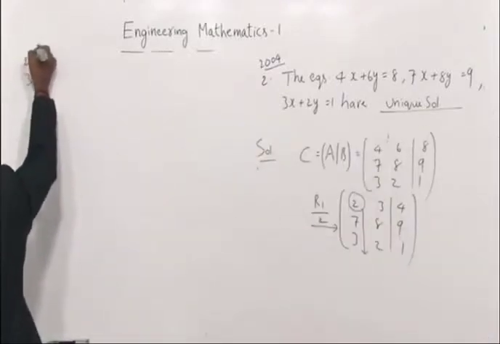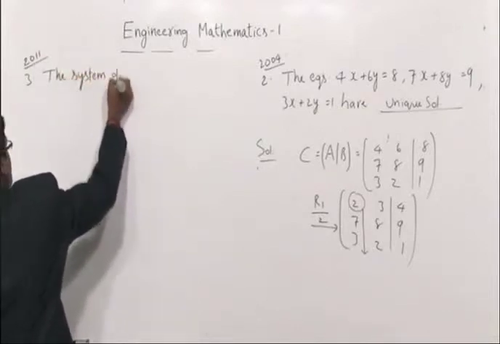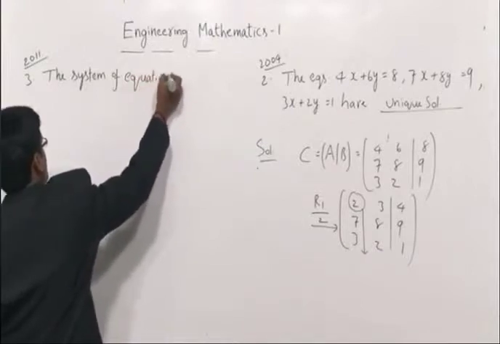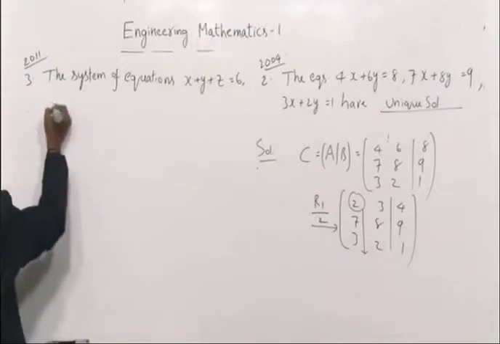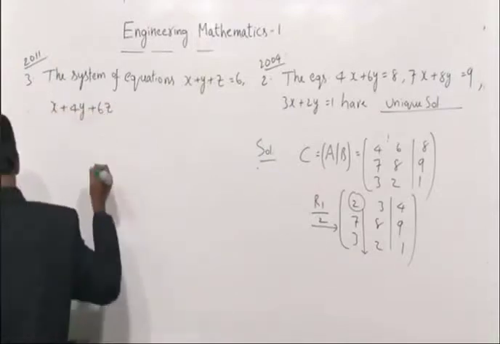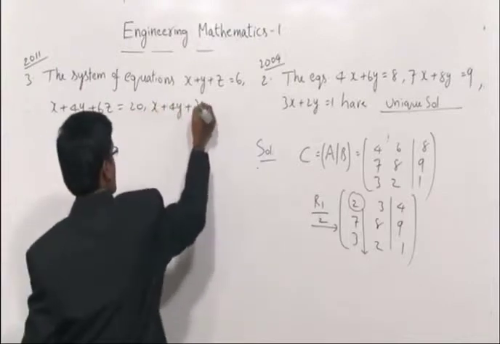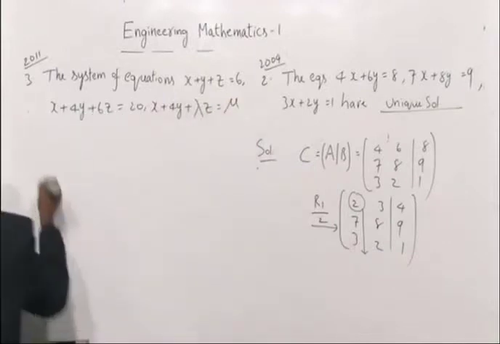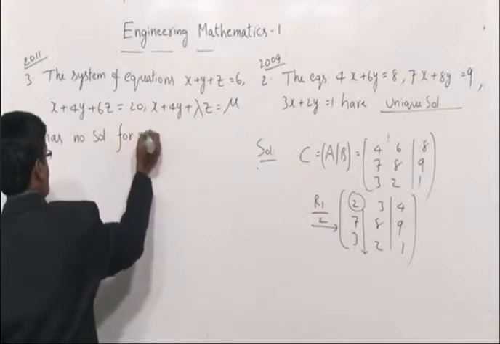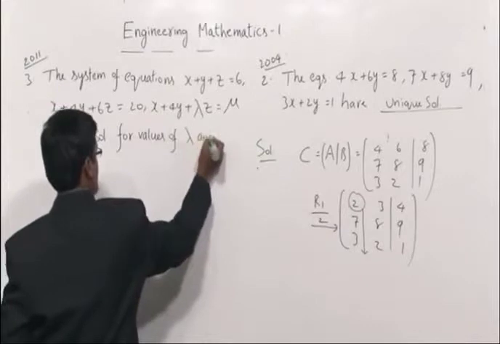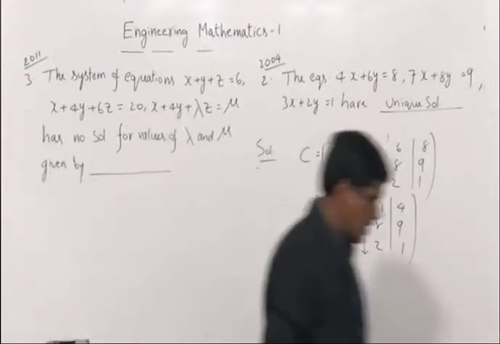This was given in 2011, 2 marks. The system of equations x plus y plus z is equal to 6, comma, x plus 4y plus 6z is equal to 20, comma, x plus 4y plus lambda z is equal to mu, has no solution for values of lambda and mu given by, fill in the blanks. We have to find the lambda and mu values.